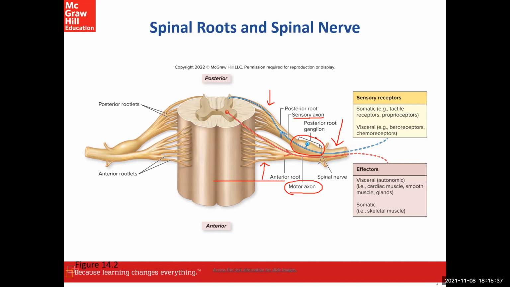We're going to go over the different types of sensory receptors, more so in chapter 16, but we'll give you just a broad overview. And then we're already pretty familiar with our effectors. When we're dealing here with our spinal cord, we're going to have two types of sensory receptors, our somatic and the visceral. And then for the effectors, we're going to have two types of effectors. We're going to have our visceral, also known as the autonomic, and then somatic.